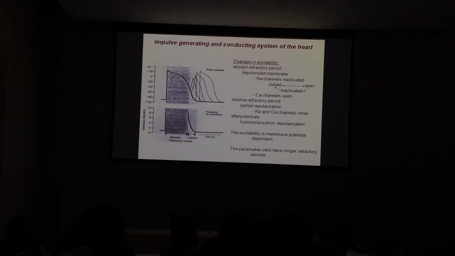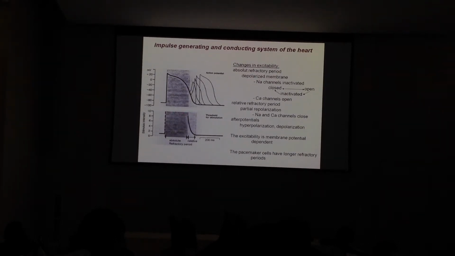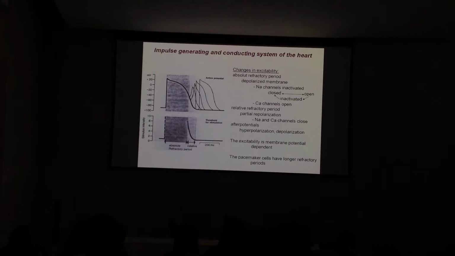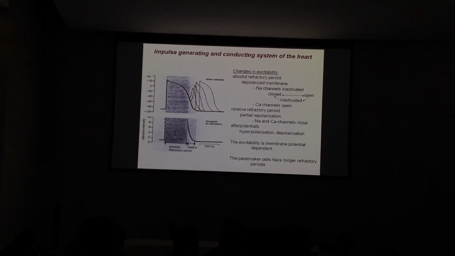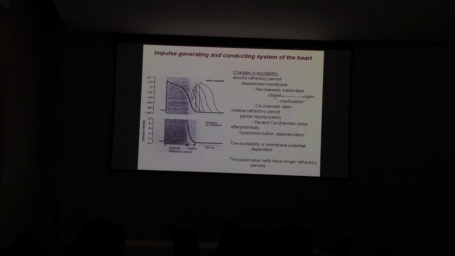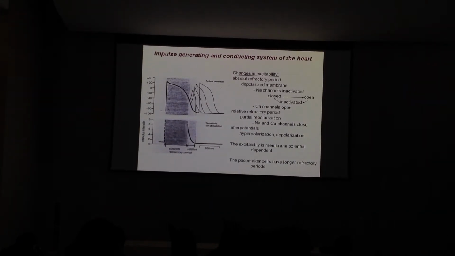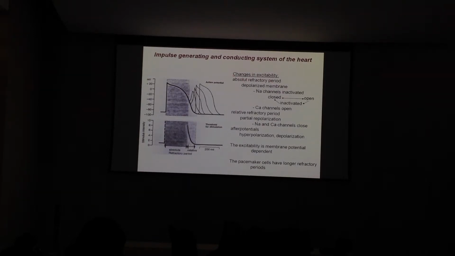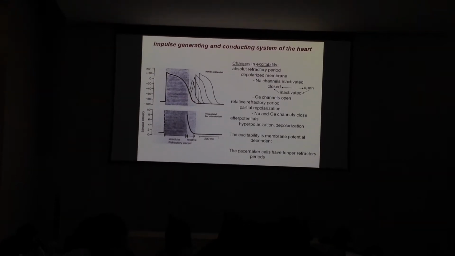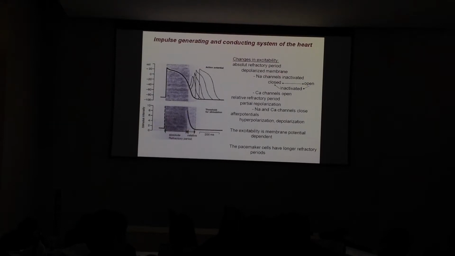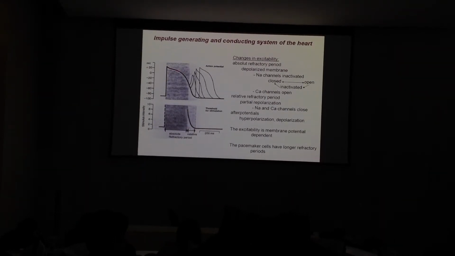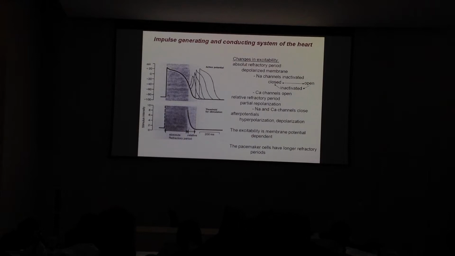Using even infinite stimulus intensity, we cannot evoke a second action potential. What is the explanation of this absolute inexcitability, which is called the absolute refractory period? It means that during this shaded area, you cannot evoke a second action potential. The explanation is that the membrane is depolarized, not yet repolarized.